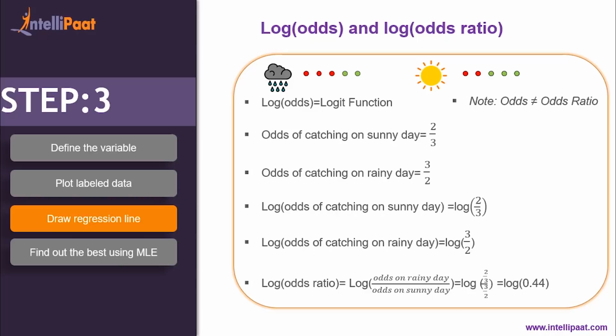Now the log of odds of catching a fish on a sunny day is just the log of 2 by 3, and similarly, the log of odds of a rainy day is the log of 3 by 2. Now, the log of odds ratio is nothing but the log of odds on a rainy day divided by odds on a sunny day. Okay. Next is the log of odds ratio, which is nothing but log of 2 by 3 divided by 3 by 2, which is nothing but log of 0.44. So here we can say that odds and odds ratio are both different things.